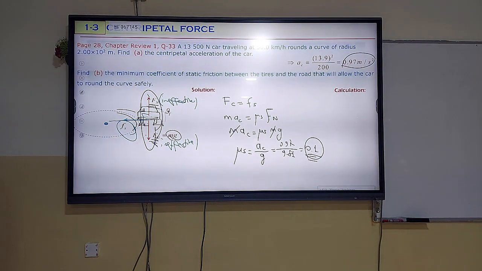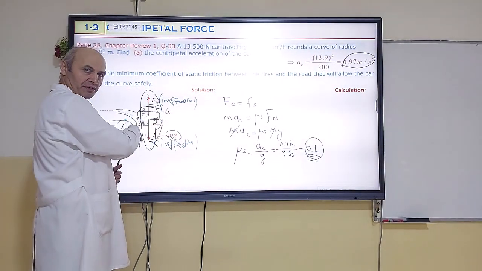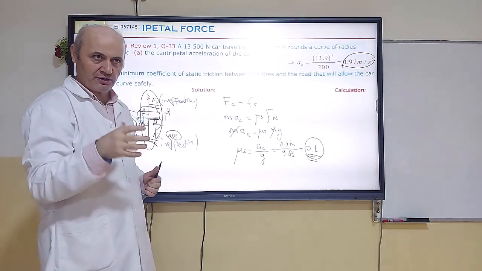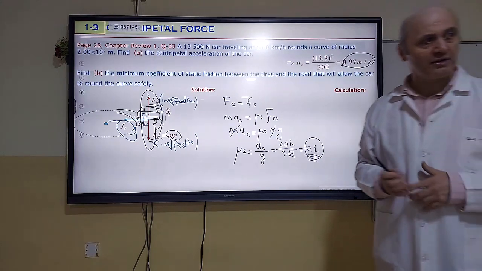Teacher, Fn and Fg are equal to each other because it's equilibrium in the vertical direction? Yes, in the vertical the car is not moving. If an object is at rest, we learned in chapter 2, this is the condition for translational and rotational equilibrium.